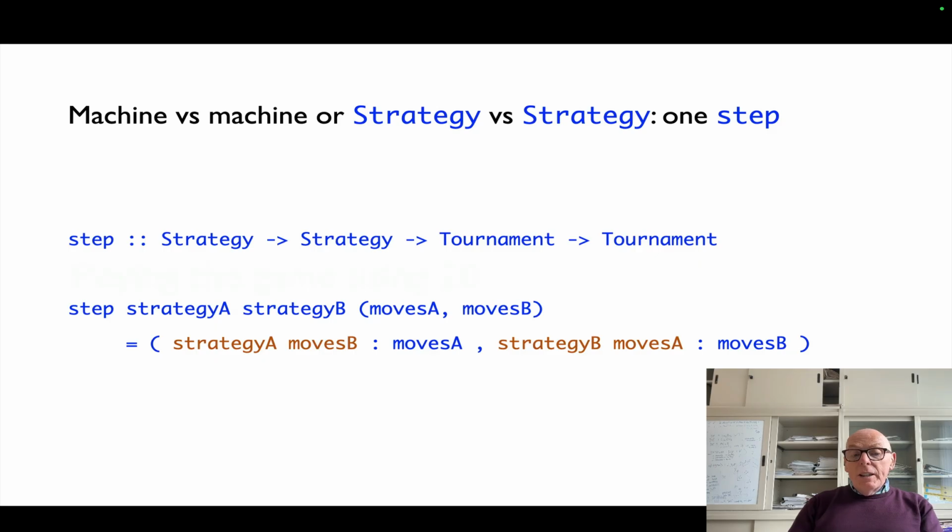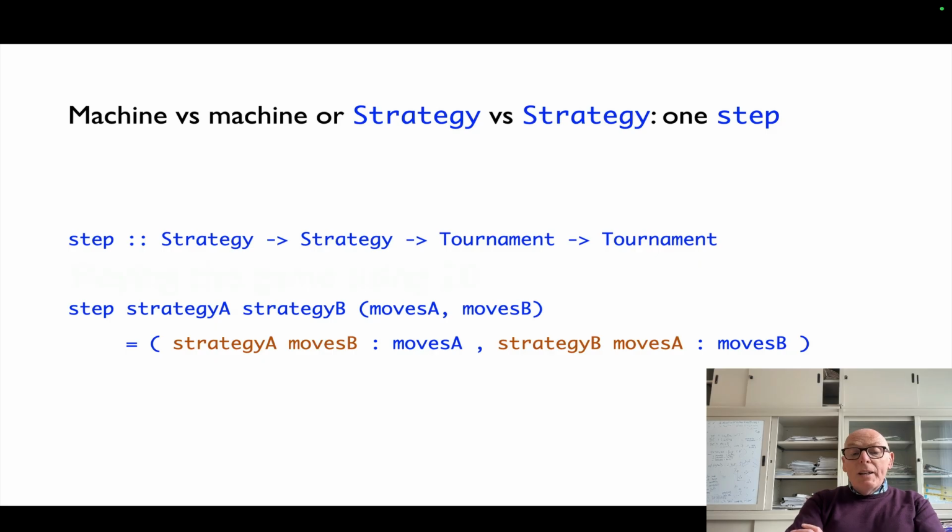Let's look at this function step. It takes two strategies and a tournament and plays one step of that tournament, so adds a move to each player. Step is applied to strategy A, strategy B, and then the pair of moves A and moves B. And it returns a pair of lists of moves.